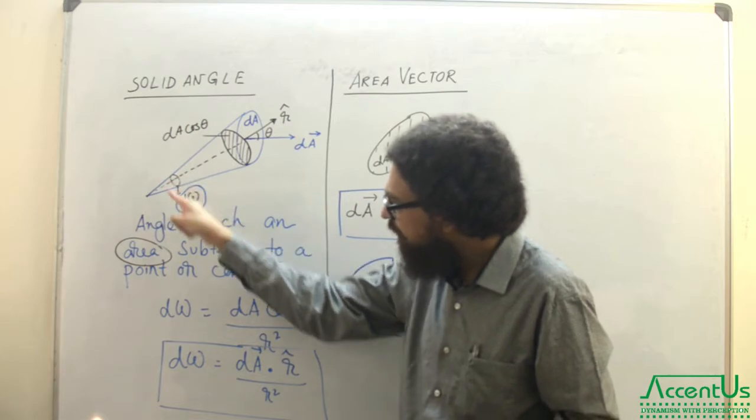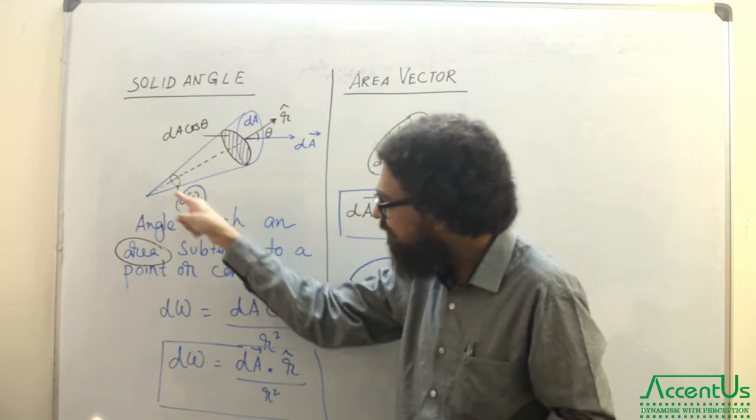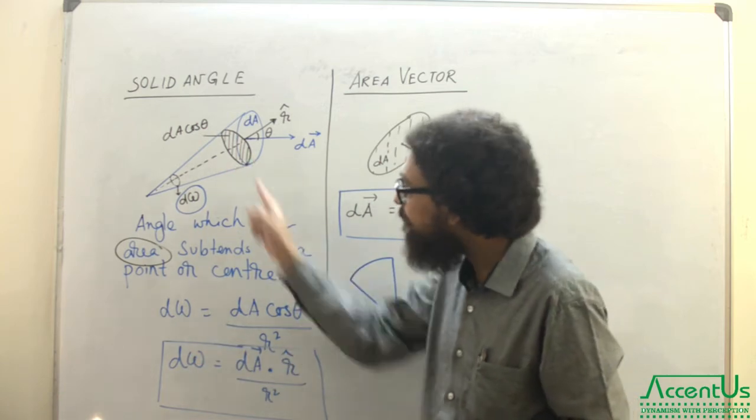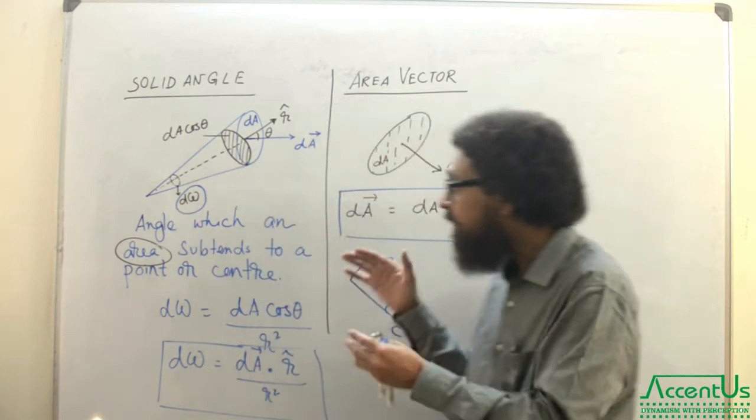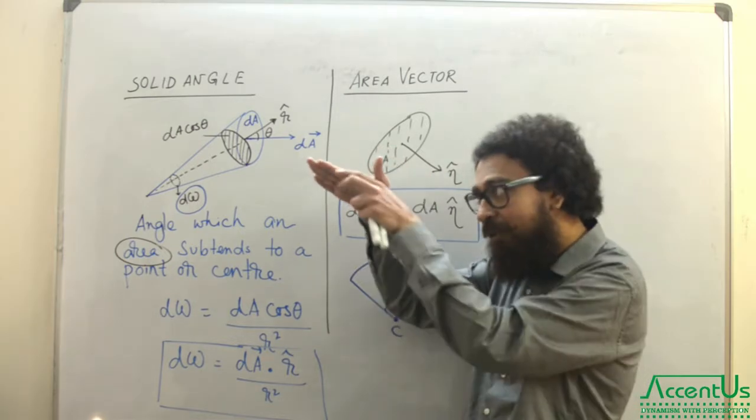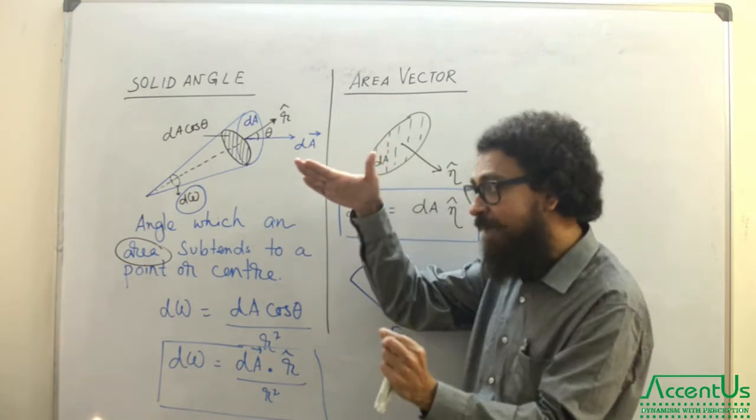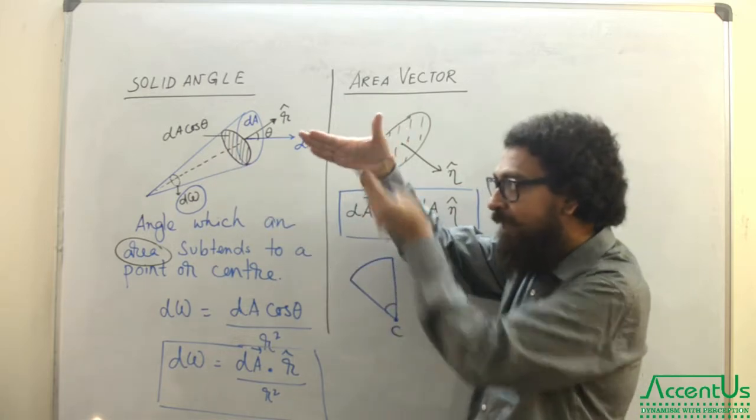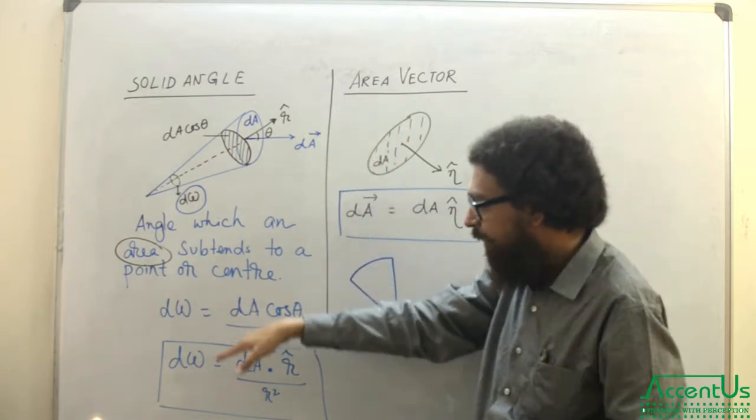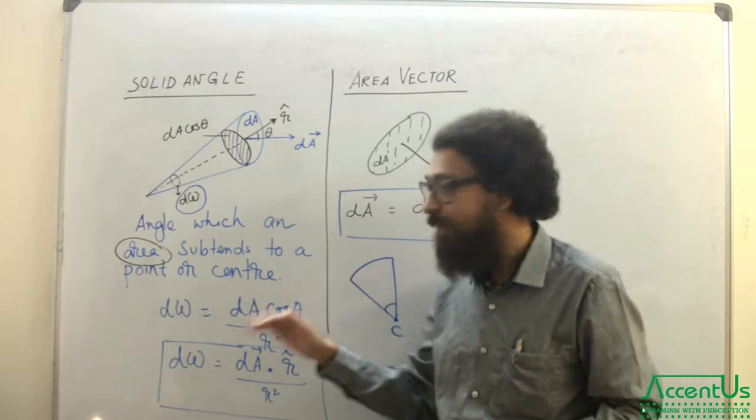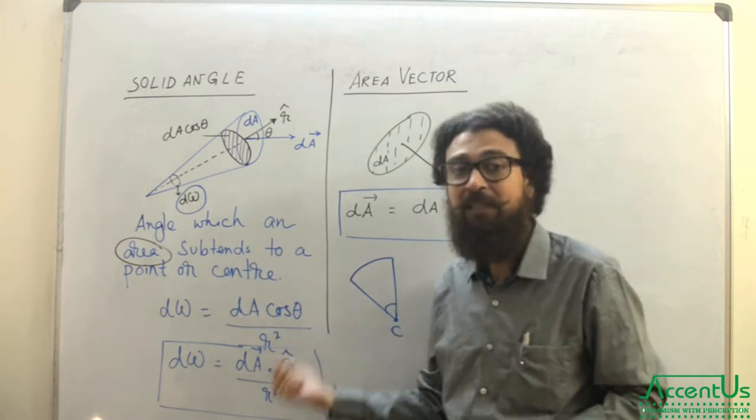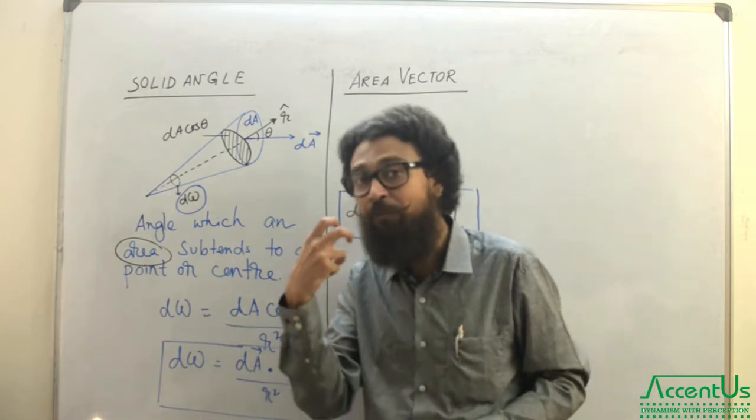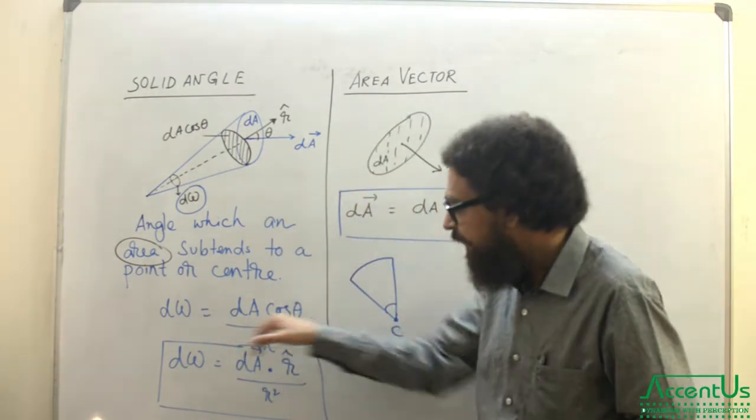So if I understand that this is the solid angle, then d omega equals dA cos theta by r square, because it is the angle the area is subtending at a center, and this is the radius. So total area divided by the radius square, because r square means area, so area will get cancelled, and finally the dimension will remain as angle. That is how we had visualized it. Great. So dA cos theta by r square.